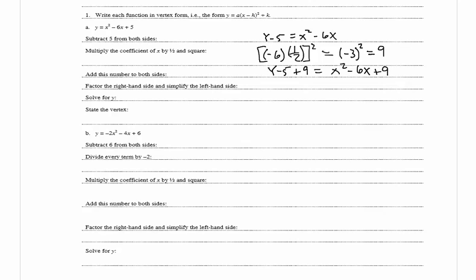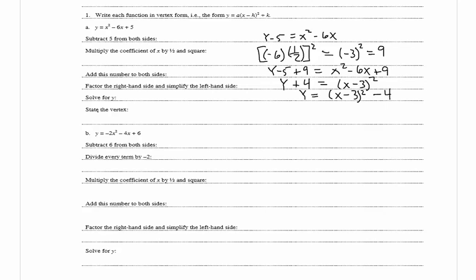And now we want to factor the right-hand side and simplify the left-hand side. To simplify the left-hand side, we're going to combine our like terms. So we have y, and we have negative 5 plus 9, which is equal to plus 4. And this is equal to x minus 3 squared. And now we're going to solve for y by subtracting 4 from both sides. So we have y is equal to x minus 3 squared minus 4.